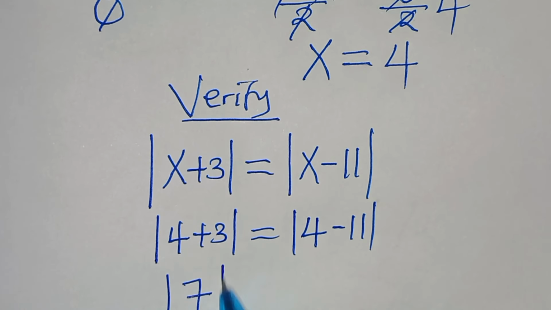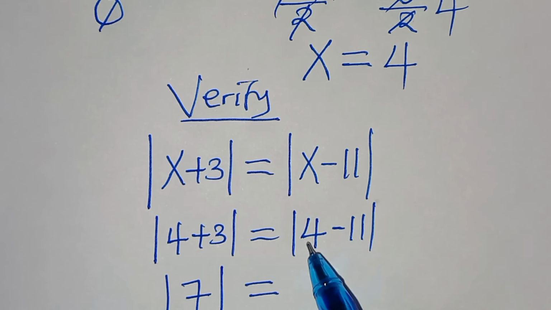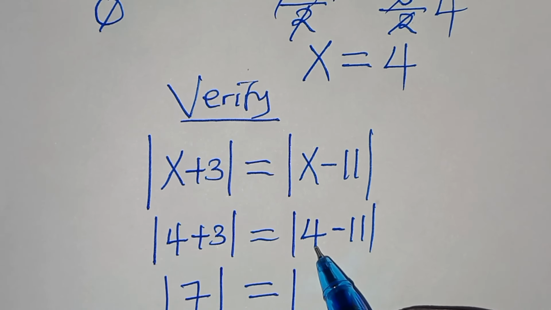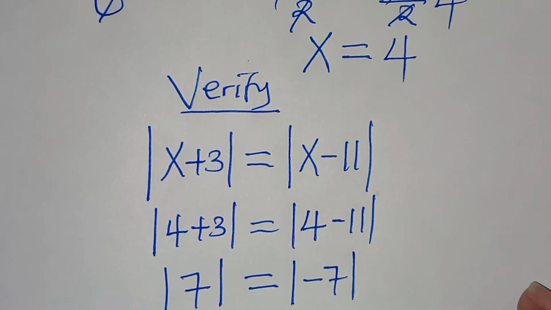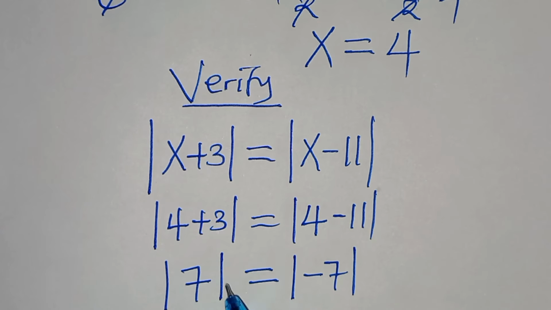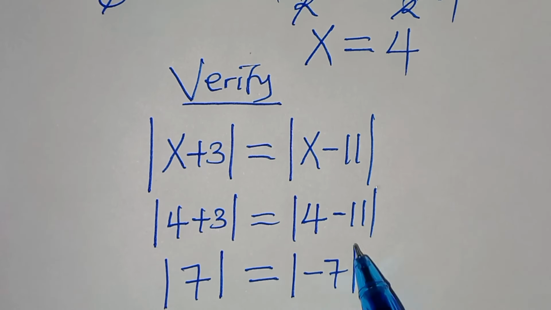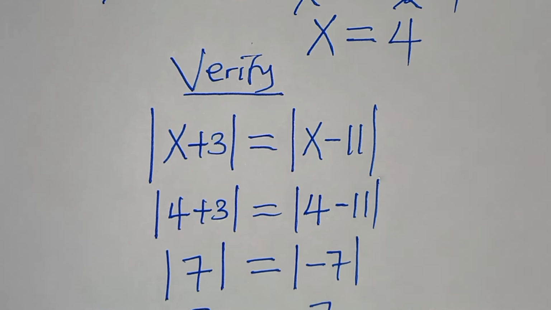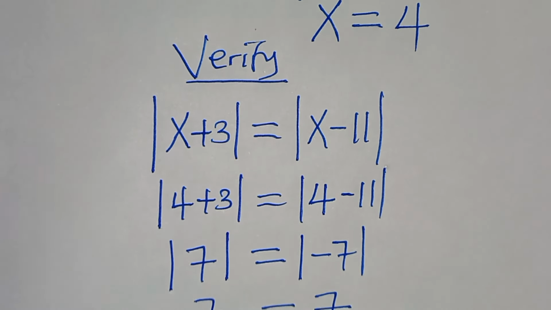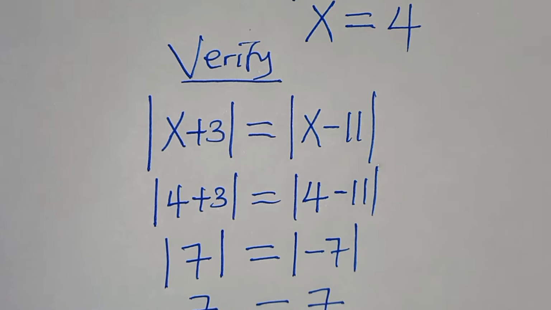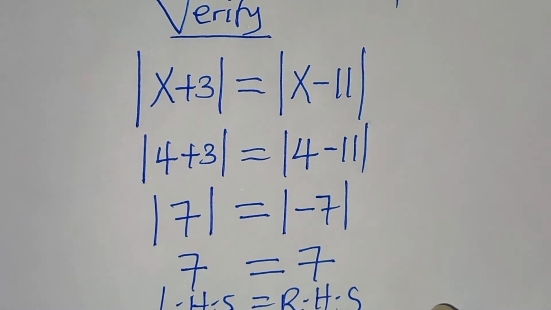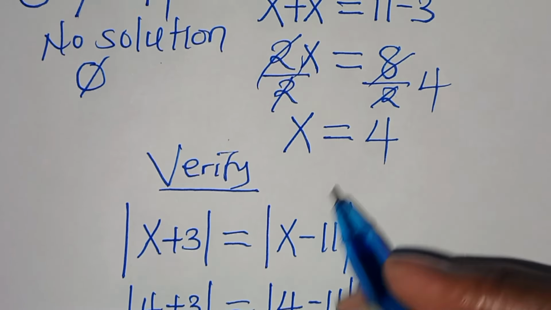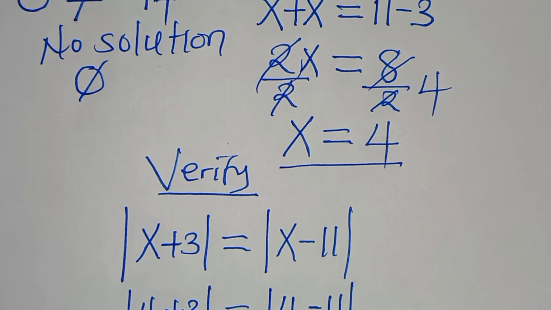Now, here we have the absolute of 4 plus 3, this is 7. This is equal to the absolute value, or the magnitude, of 4 minus 11, which is minus 7. And this implies that the absolute value of 7 is equal to 7, which is equal to the absolute value of minus 7, this is equal to 7. So here we have that the left hand side is equal to the right hand side. And this clearly shows that the value of x, which is equal to 4, satisfies the equation.